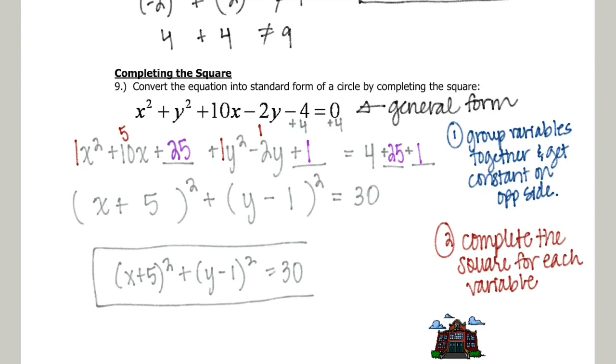I can tell you what my center is. I could tell you what the radius length is. So the center is at -5, 1, and the radius length is equal to the square root of 30, which is about maybe 5.5-ish, just short of maybe 5.5-ish. But they want this answer, and they got it.